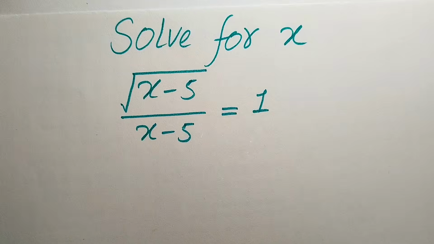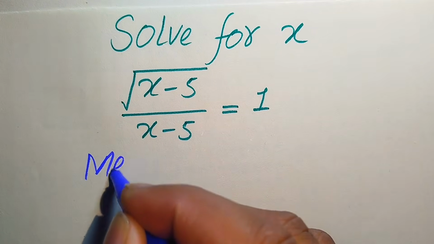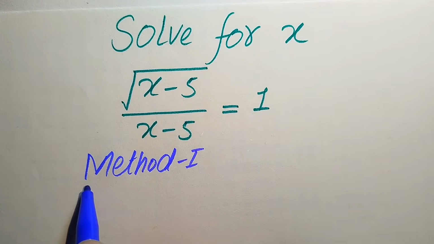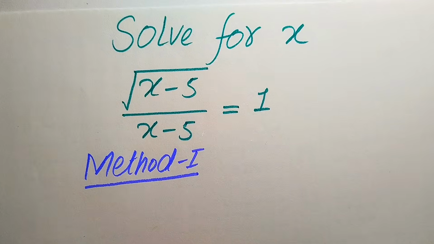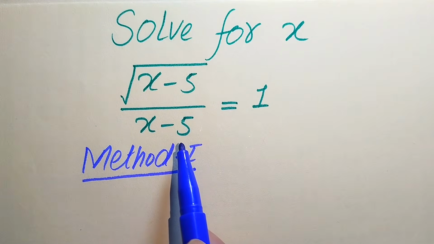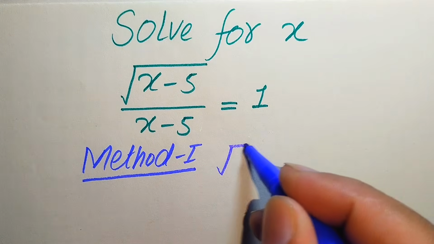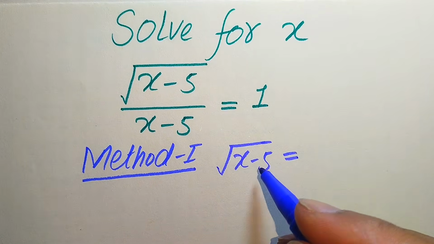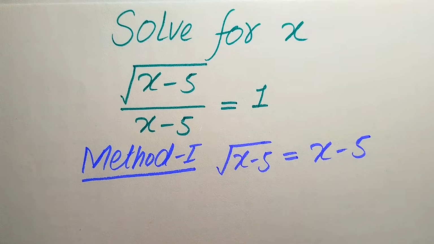And now we move towards the solution of this problem from the first method. In the first method, we need some simplifications, so we move x minus 5 from the left hand side to the right hand side. You see this x minus 5 is dividing on the left hand side. When we move it to the right hand side, it is multiplied by 1. So this will be written as the square root of x minus 5 is equal to x minus 5.